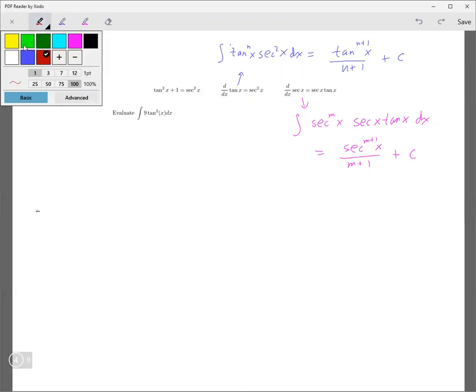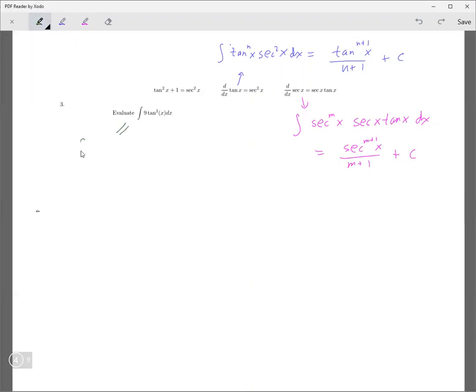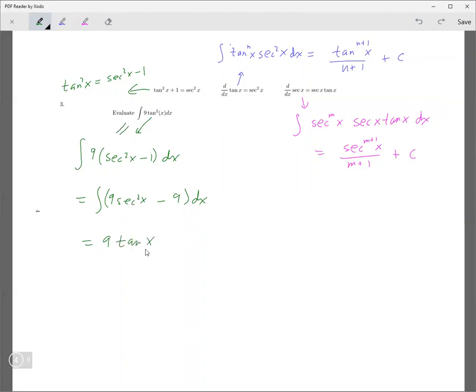Okay, for this particular case, we can solve this for tangent squared. That's going to be secant squared x minus 1. Okay, so this gets replaced with secant squared x minus 1, which is going to be 9 secant squared x minus 9. And then here, we really have this situation here, but with the n equal to 0, because this is just not there. And so this is just going to be 9 tangent x when you take the derivative, when you take the integral, I'm sorry, minus 9x, and then plus a constant.